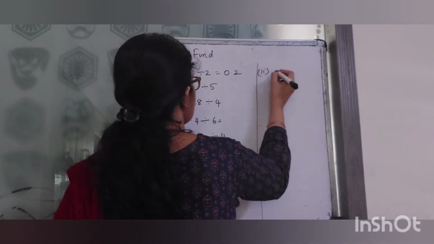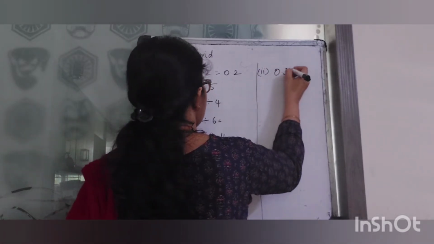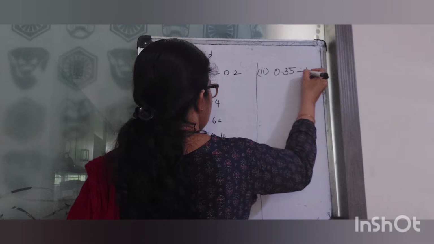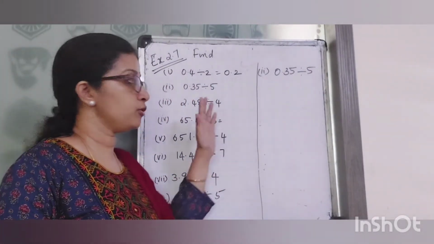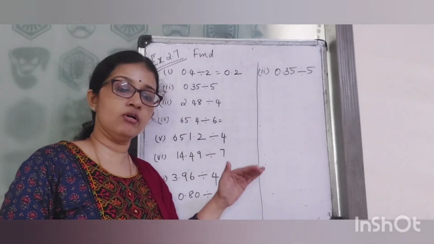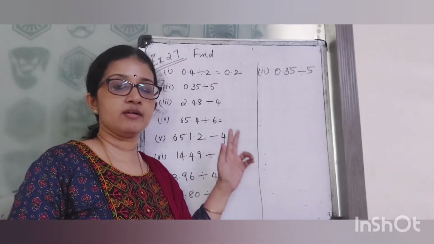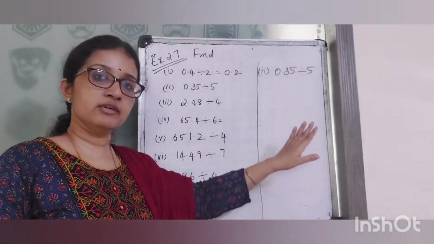Second problem, 0.35 divided by 5. Now let's solve it with the first method. If you want, you can try the second method also, but you will get the same answer. Now I will solve it using the first method.